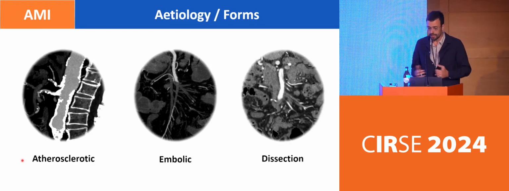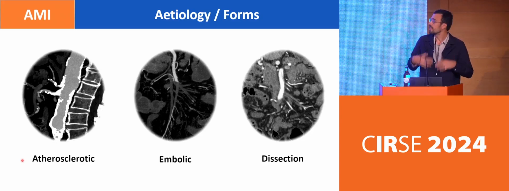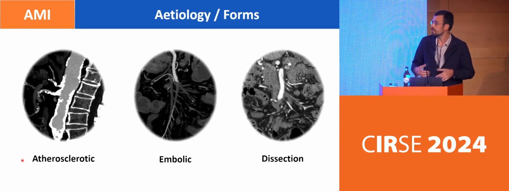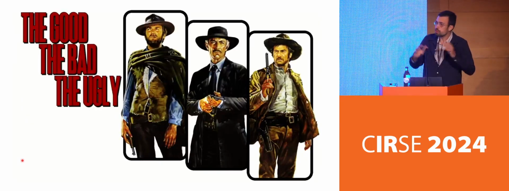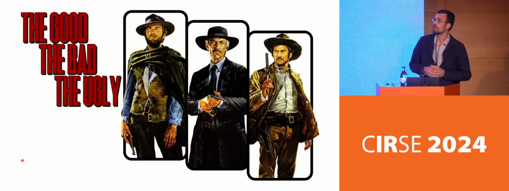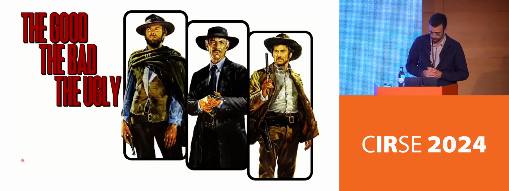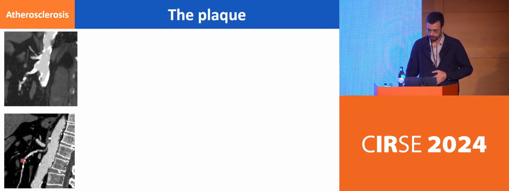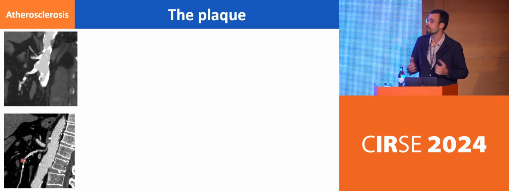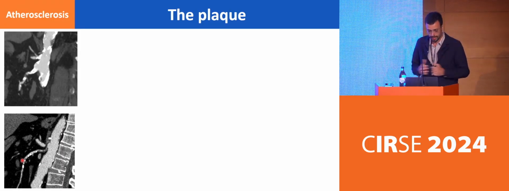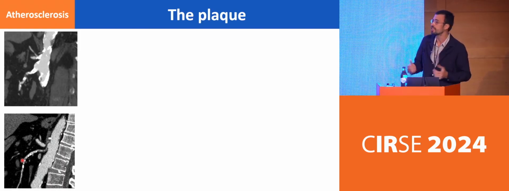And finally, the dissection. And I'm not talking about an extension to the superior mesenteric artery of an aortic dissection. I'm talking about an isolated, spontaneous superior mesenteric artery dissection, which occurs in less than 5% of the cases. So those three forms can be analyzed with the famous movie by Sergio Leone, The Good, the Bad, and the Ugly.